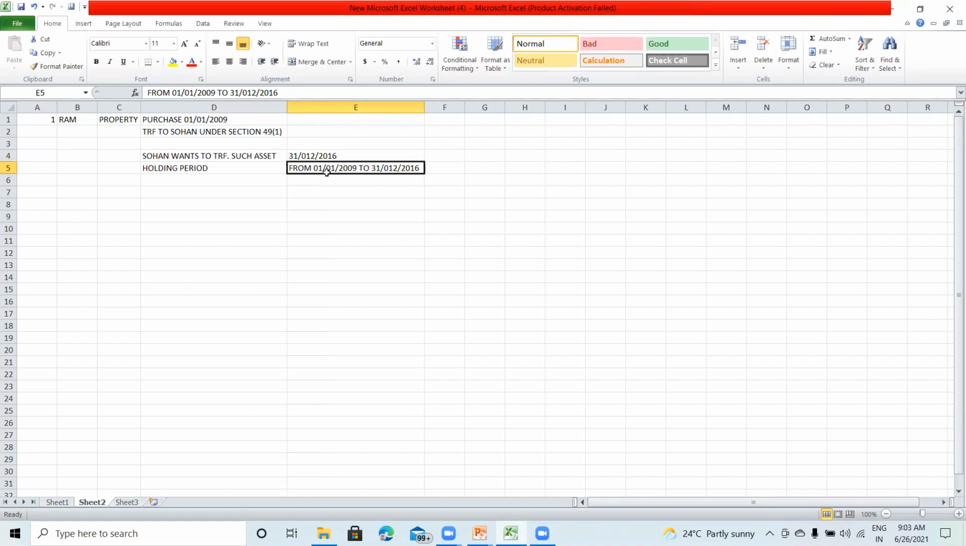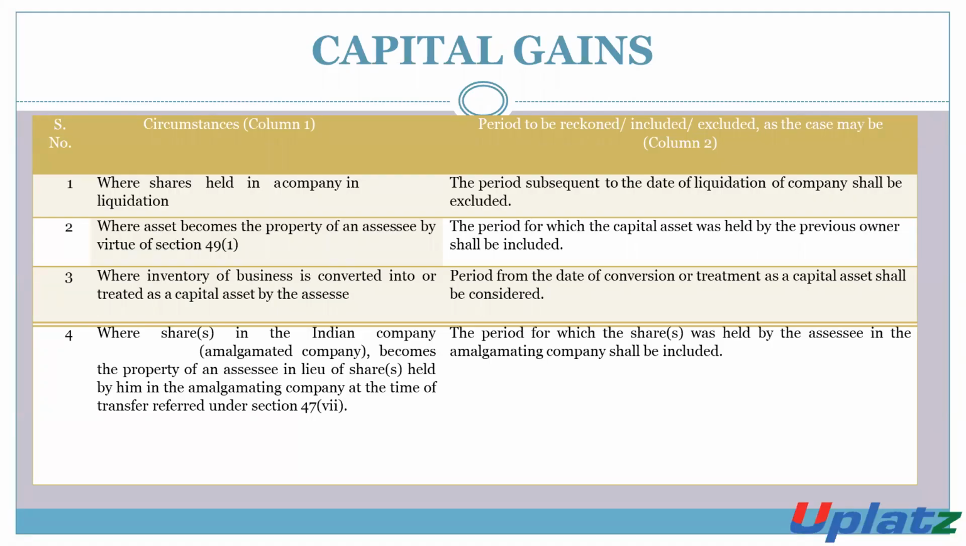The holding period will be from 2009 to 2016 because when a property becomes the property of another person by virtue of section 49 subsection 1, the period for which such capital asset was held by the previous owner will also be included when we calculate the holding period.